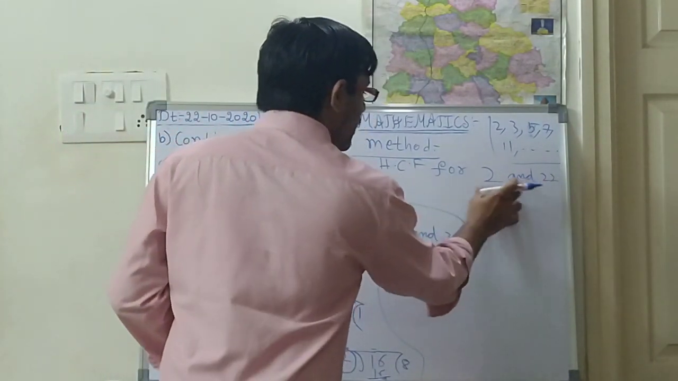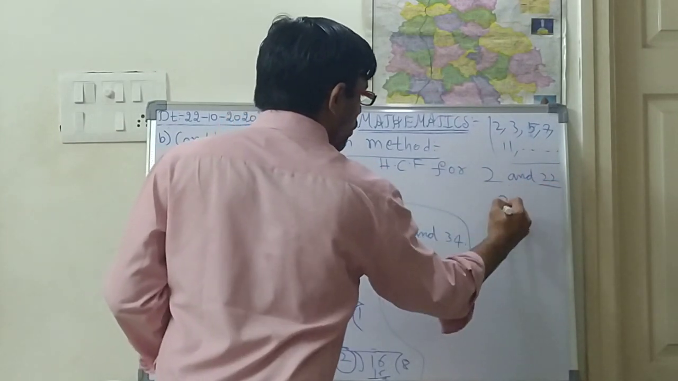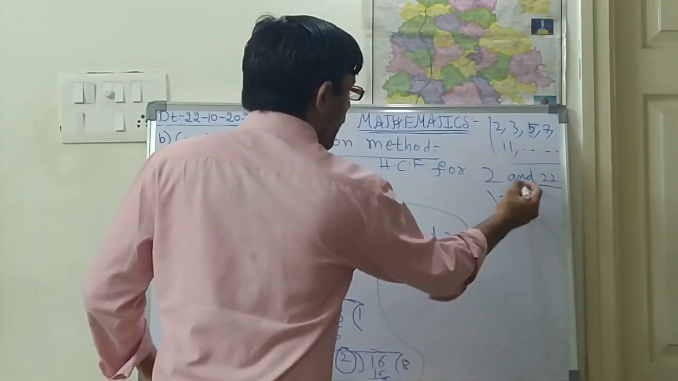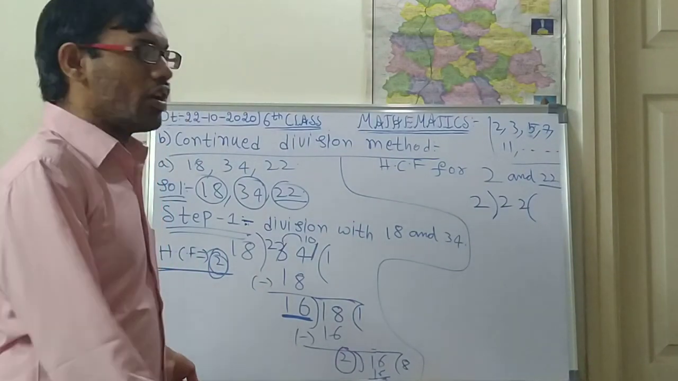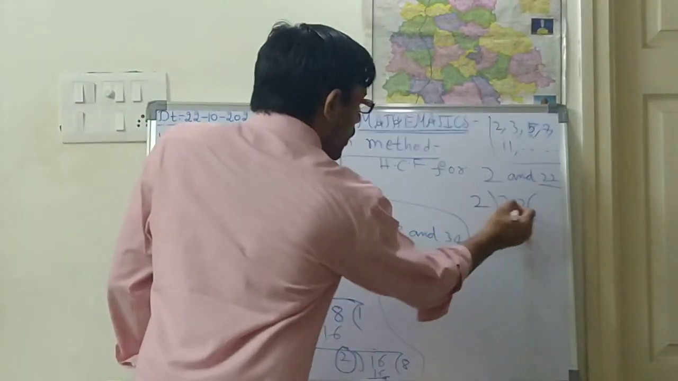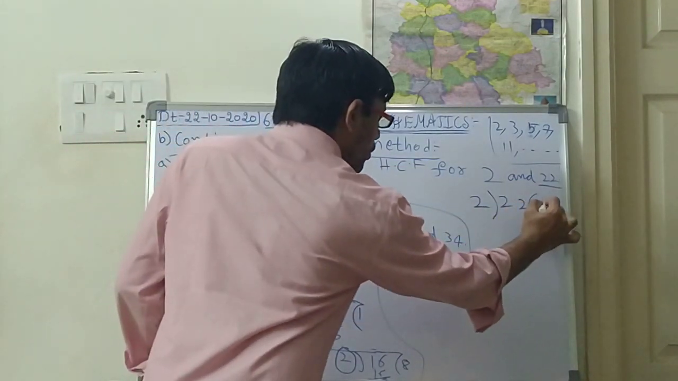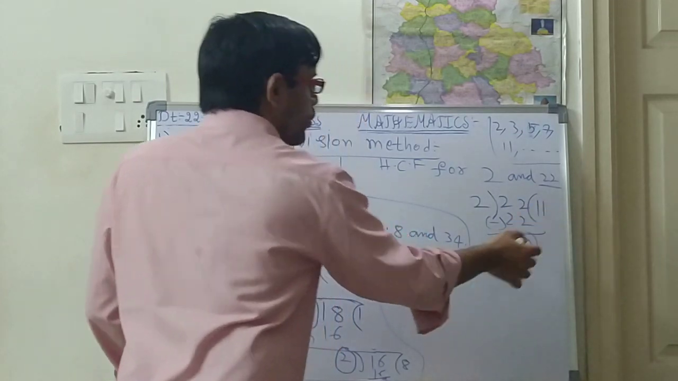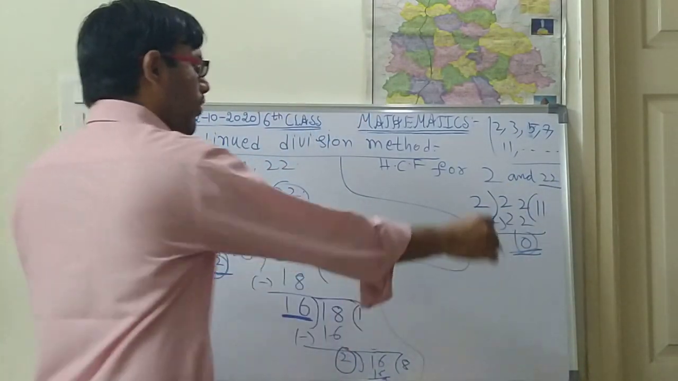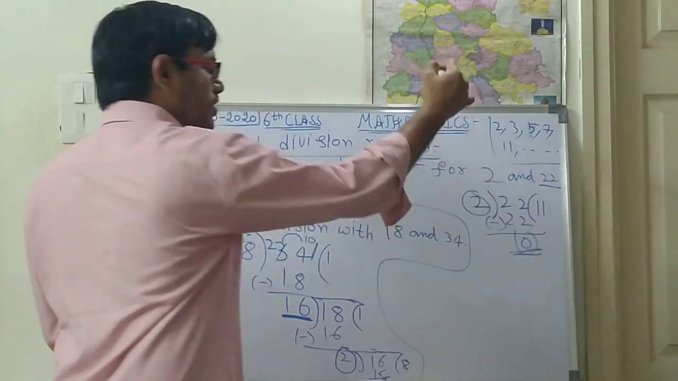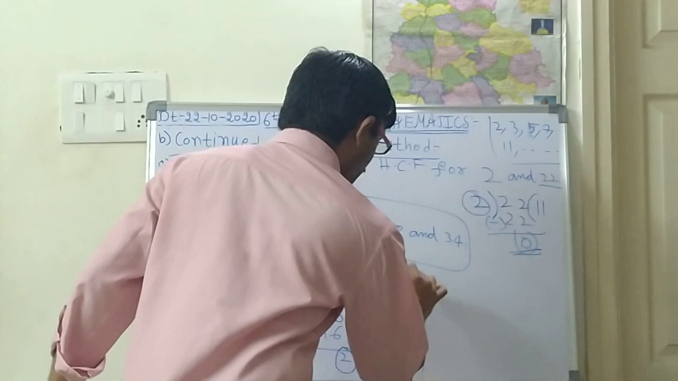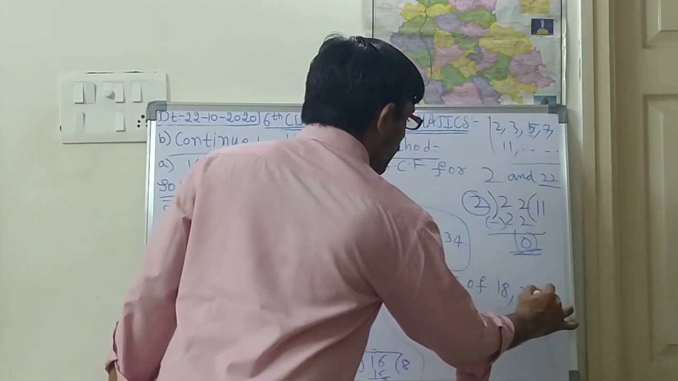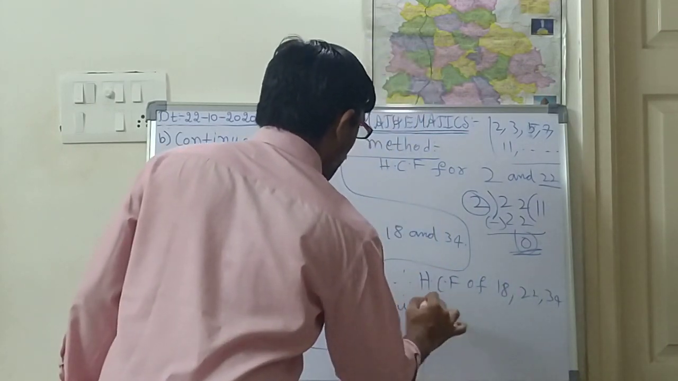Which is the greatest number here? 22 is greatest, so 22 should be taken as the dividend, and this 2 will become the divisor. In the 2 table, when will 22 go? 2 elevens are 22. Is it right children? So directly it will go. 22 minus 22 is 0. So here we got the remainder 0, for the divisor 2. Therefore the HCF of 18, 22, 34 is 2.